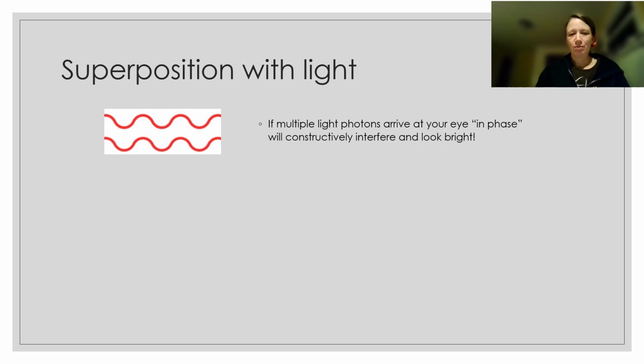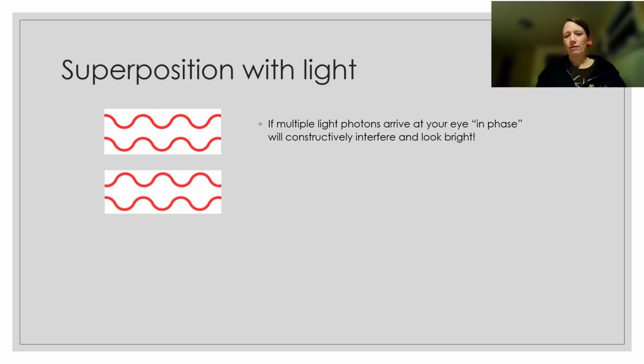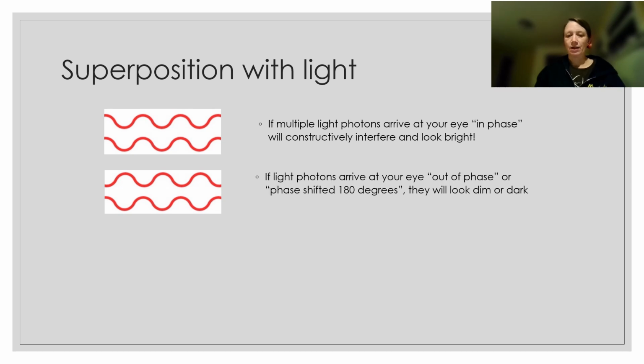This means that if multiple light photons arrive at your eye in phase with each other, which means they're both cresting at the same time, your eye is going to interpret that as constructive interference, lots of light, and it's going to look bright. On the flip side, if two light photons arrive at your eye in opposite phase, or phase shifted 180 degrees, your brain interprets that as no light at all, or dim or dark.